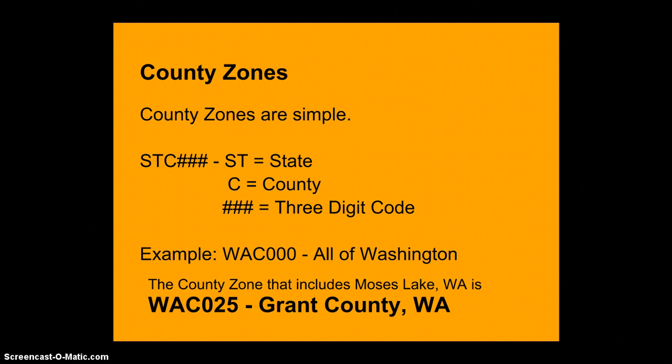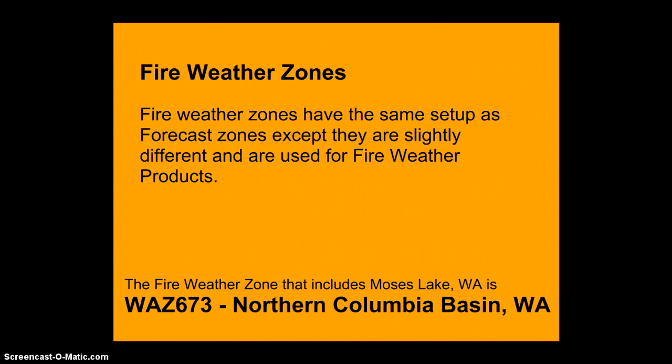They're in alphabetical order, and they're always odd, so they skip numbers. The next one is our fire weather zones. They're just like the other National Weather Service zones, but they're used for fire weather products. The zone that we have for Moses Lake, the Northern Columbia Basin, is Washington Zone 673.